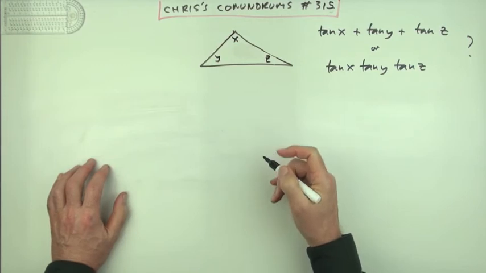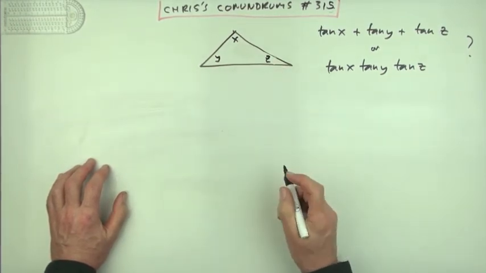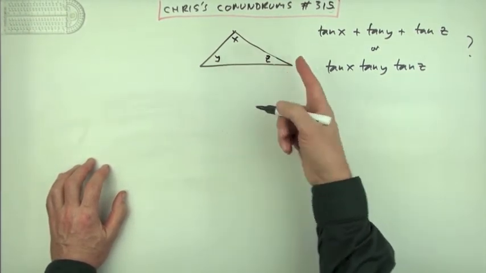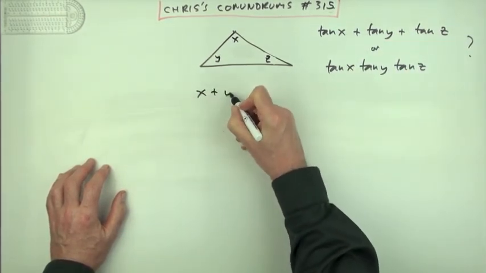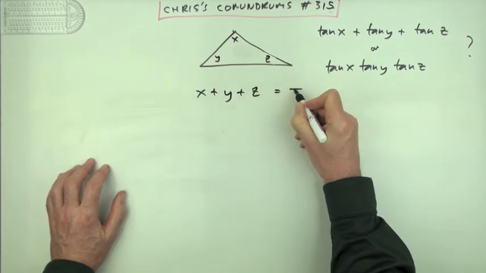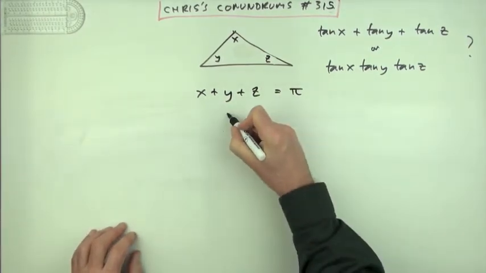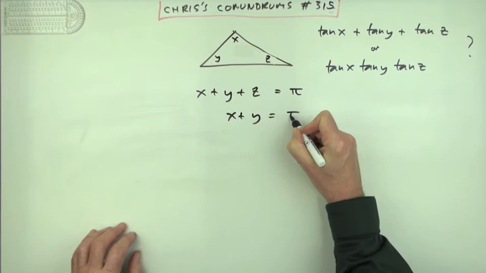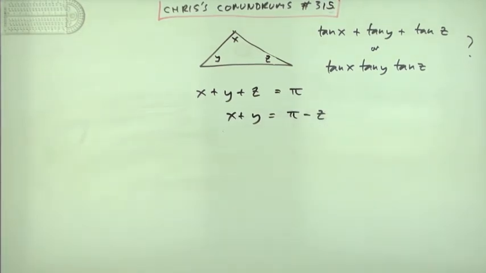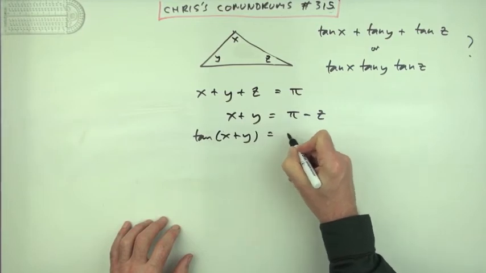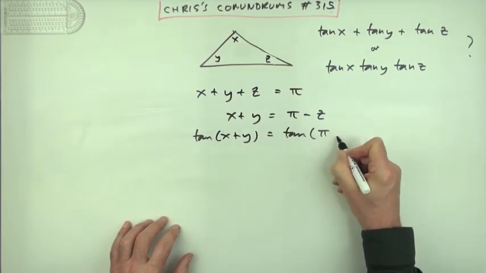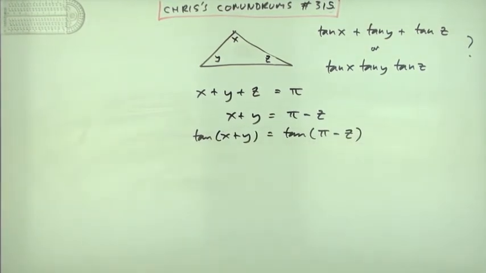So let's start off. What have we got here? It's a triangle, so the angles must add up to 180. I'll just go for radians because I can't be bothered putting in the wee degree signs. So I know that x plus y plus z must add up to pi, which means x plus y is pi minus z. How can I get tangents? Easy. Pop them in. So tan of x plus y should equal the tan of pi minus z.